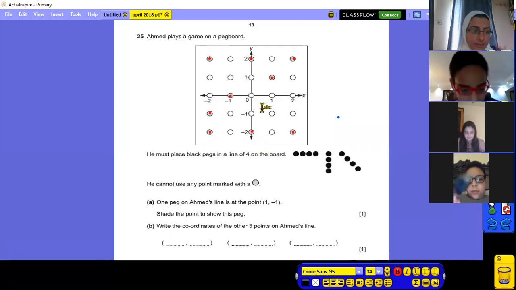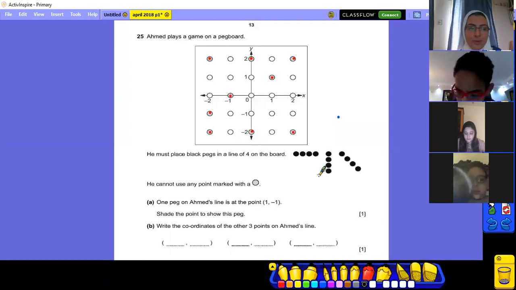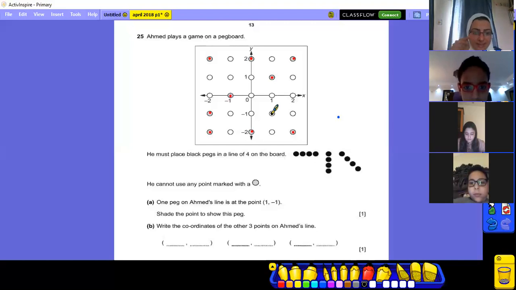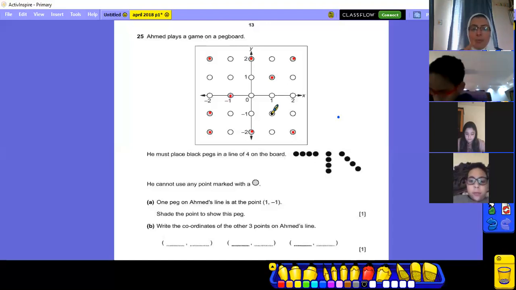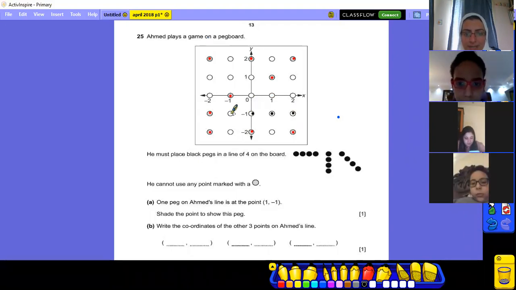Okay, the first one, the answer of the first question number A, he wants you to put one and negative one. I'm going to put it for you. I really wanted you to be with me in the class to do it with me. It's okay. So this is one and negative one. So this is the first dot. He is telling you, using this dot, one peg on Ahmed's line is at the point one and negative one. Shade the other three points. Where will be the other three points? I cannot put it like this because if I put the four points like this, I will touch this point or this point. So wrong. So the best way to put it is this point, and this point.